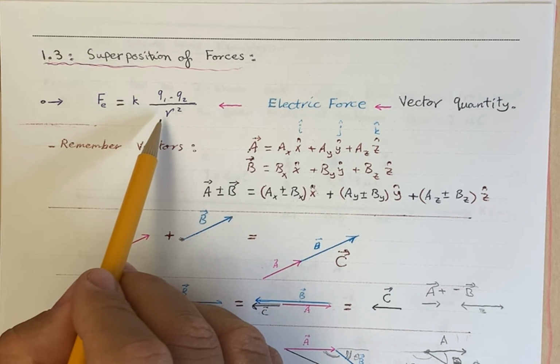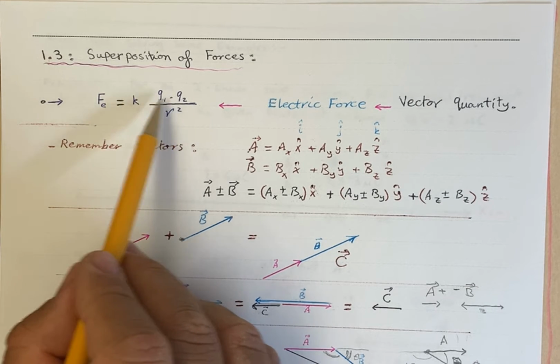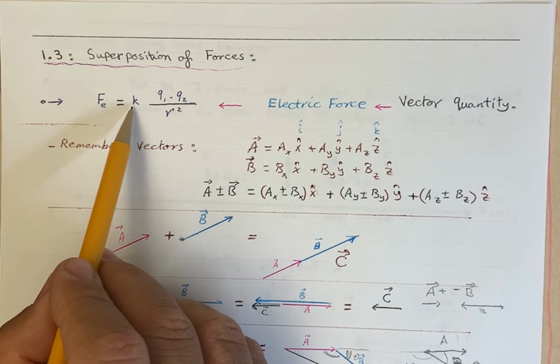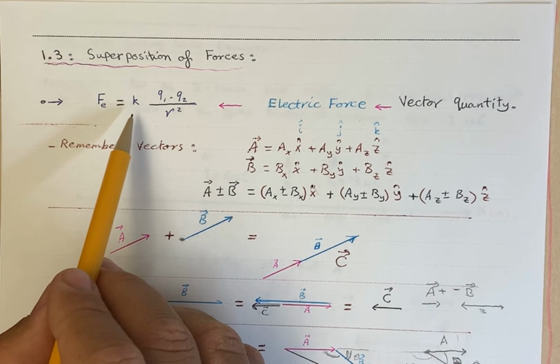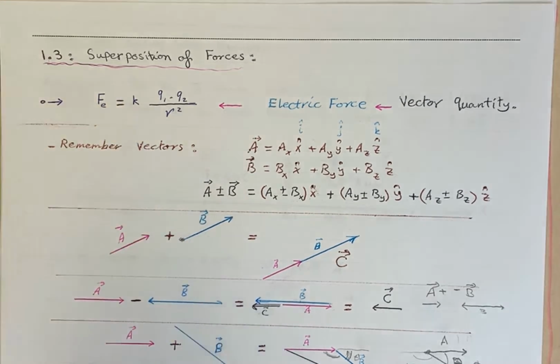And it depends inversely on the square of the distance between these two charges, and the constant of proportionality is K, which is equal to 9 times 10 to the 9.